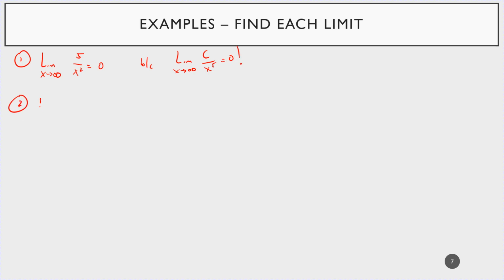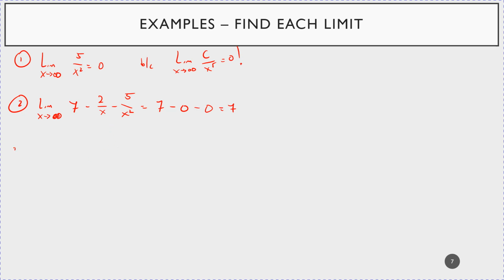Let's try this one. The limit as x goes to infinity of 7 minus 2 over x minus 5 over x squared. Well, look here. The limit as x goes to infinity of 7, the limit of a constant, is a horizontal line, so that's just still 7. And then look, 2 over x as x goes to infinity, it's the rule right here, so this is going to be 0, and this is also 0. We just saw that above. So this limit is just 7.